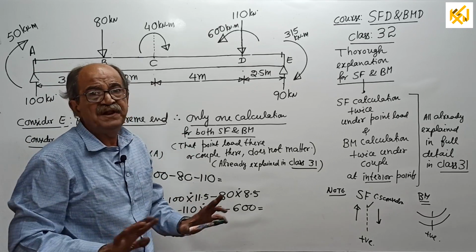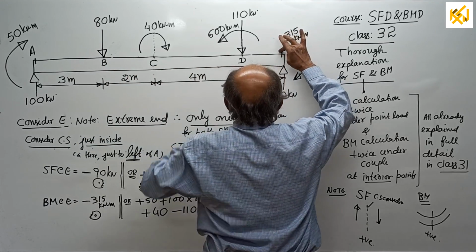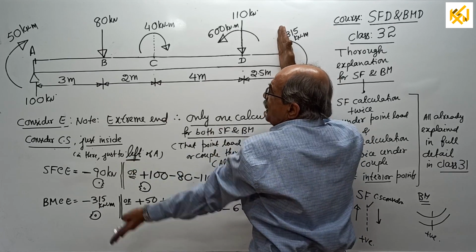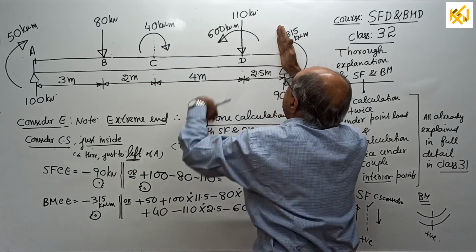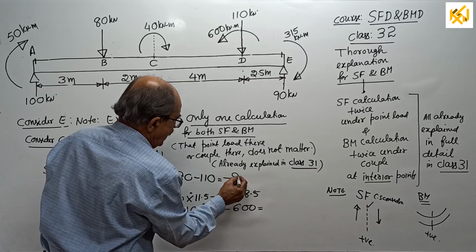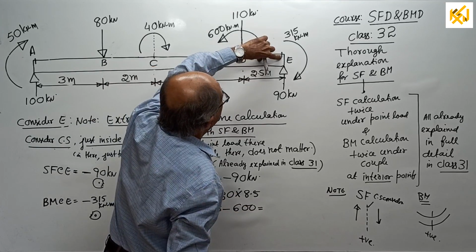The 'or' is not required. 'Or' is only for understanding. Okay, or in case you look left side, answer: you see, you are here. Plus 100, minus 80, minus 110. I am not going to calculate. It is minus 90 kilonewton. Okay, over. Now, bending moment here.